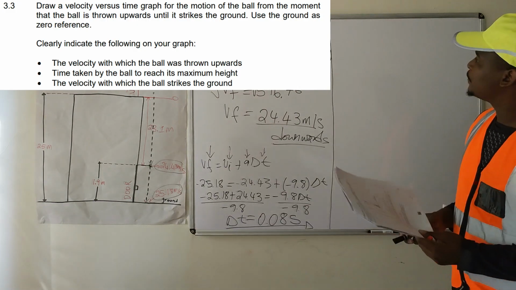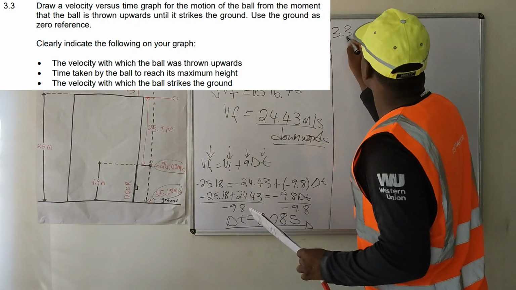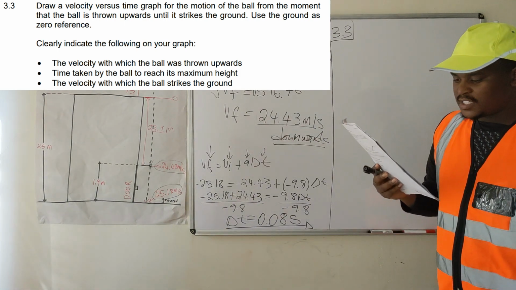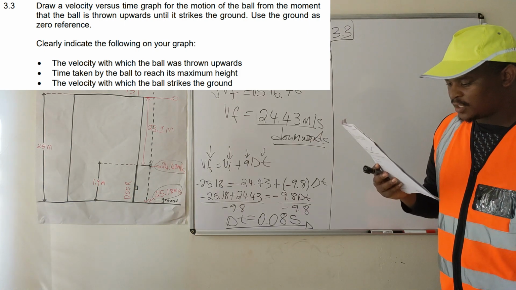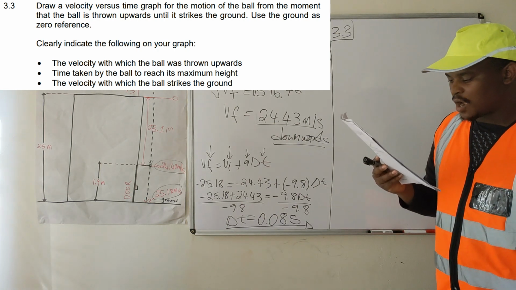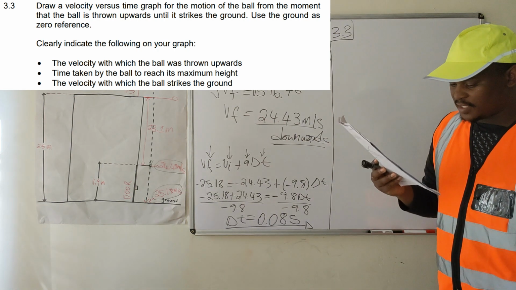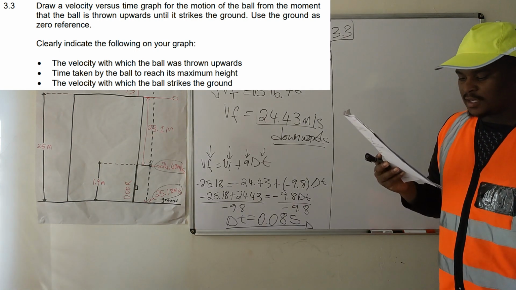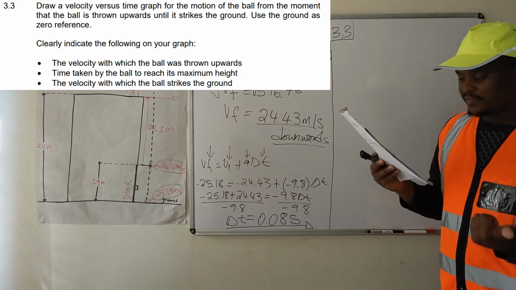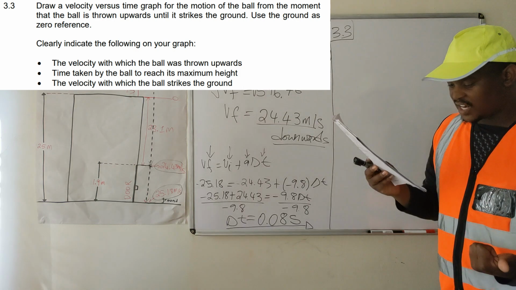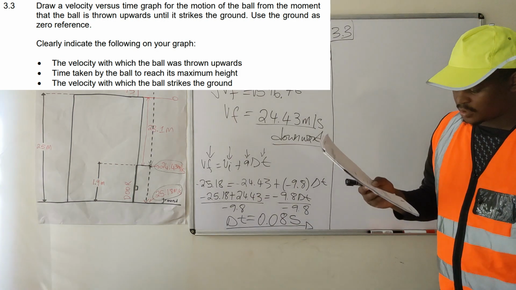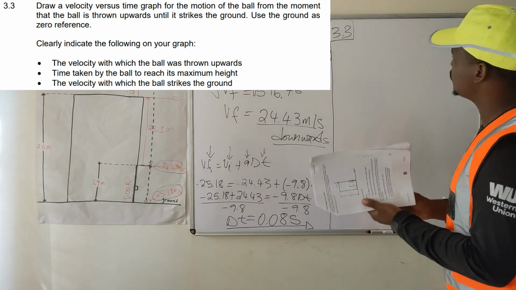So, 3.3. Read as follows: draw a velocity versus time graph for the motion of the ball from the moment the ball was thrown upwards until it strikes the ground. Use the ground as zero reference. Indicate clearly the following on your graph: the velocity with which the ball was thrown vertically upwards, the time it takes to reach the maximum height, and the velocity with which the ball strikes the ground. So three things that they want you to show.